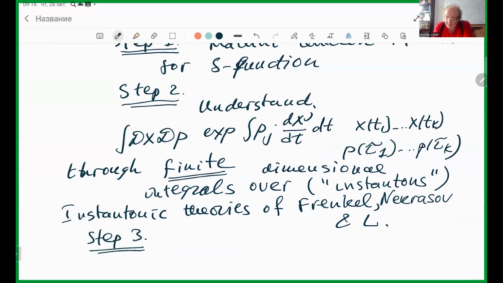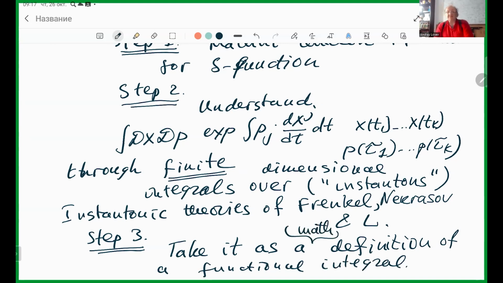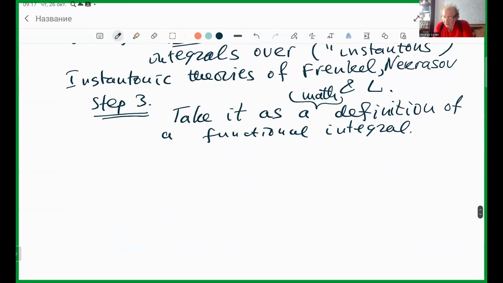Step 3. Take it as a definition. Definition of a functional integral. I would call it mathematical definition. So today and tomorrow we will go along these steps.